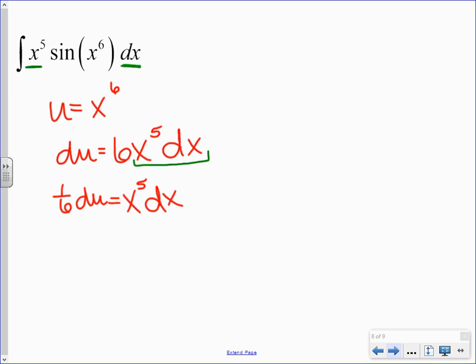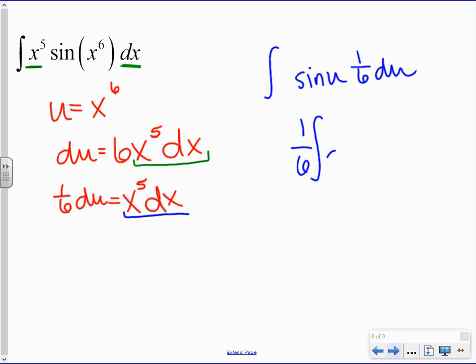So now we can take our integral. We obviously have the sine of u, but then x to the 5th dx, we have that right here. We're going to replace it with 1/6 du. So how I would prefer you to write it is 1/6 sine of u du. Now we have something very simple to take the antiderivative of.